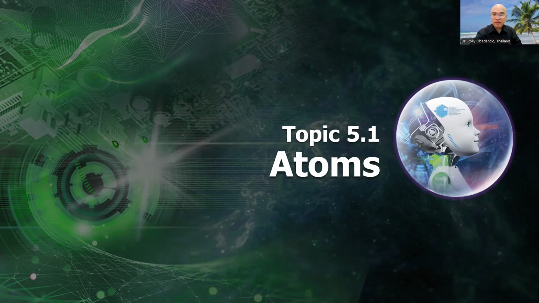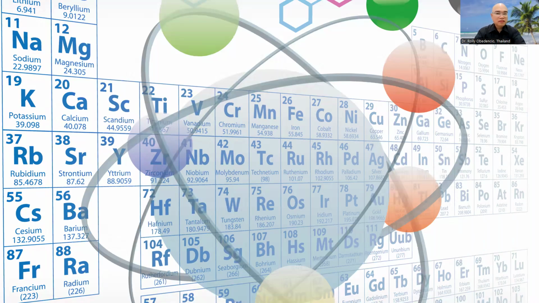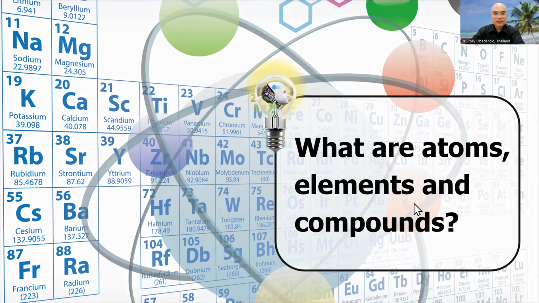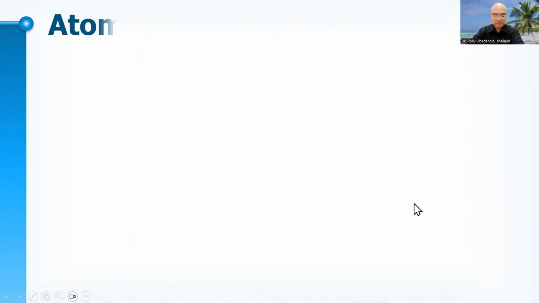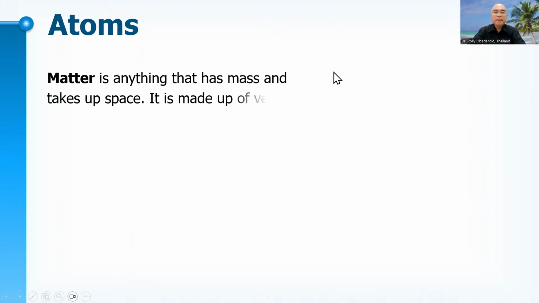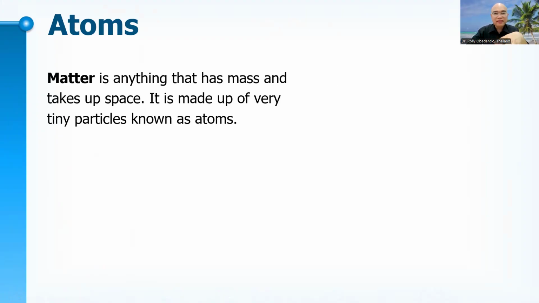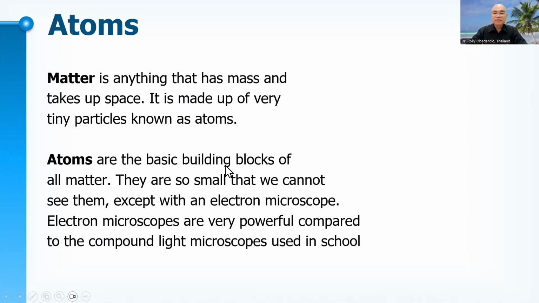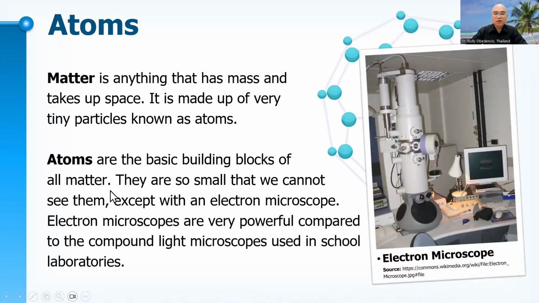Okay, so topic 5.1 is about atoms. What are atoms and elements and compounds? All right, you see that table of these elements. So what about atoms? Now, matter is anything that has mass and takes up space. It is made up of very tiny particles known as atoms. Atoms are the basic building blocks of all matter.